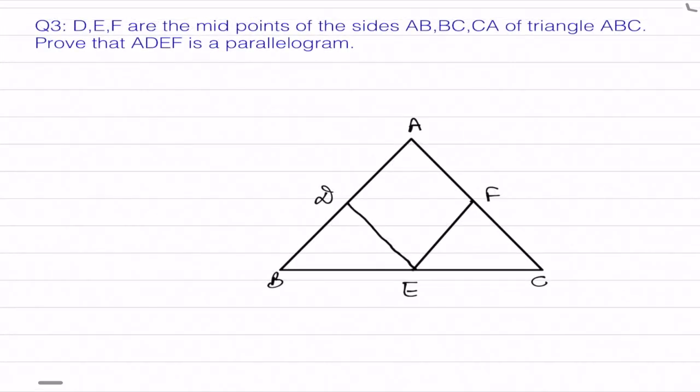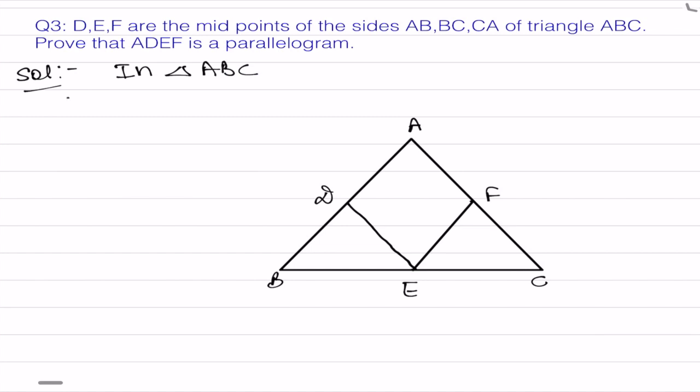Next question is question number 3. In the given figure, D, E, F are the midpoints of the sides AB, BC and CA of the triangle ABC. Prove that ADEF is a parallelogram. So for proving ADEF as a parallelogram, we will either prove that opposite sides are parallel, or we can prove that one pair of opposite sides is parallel and equal.